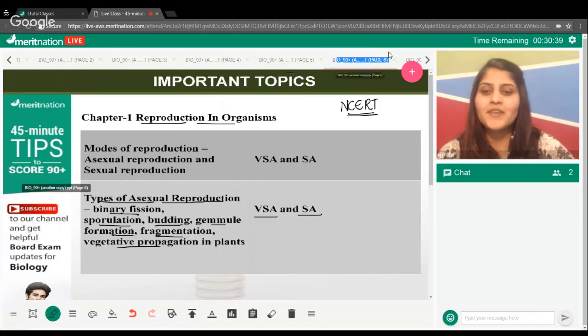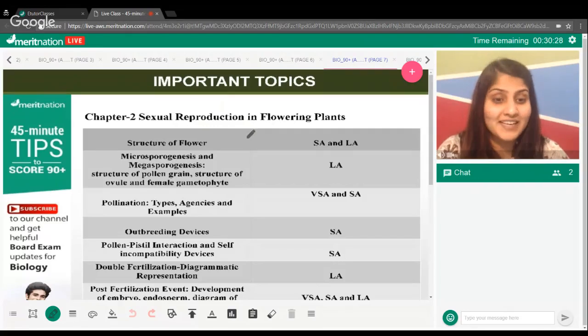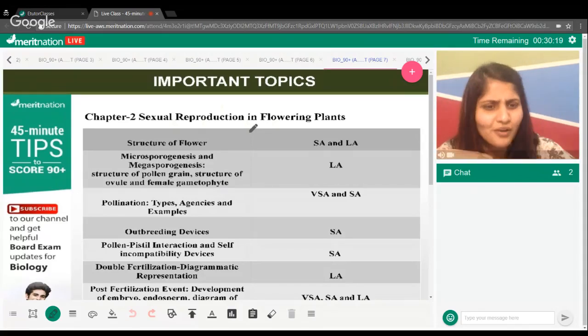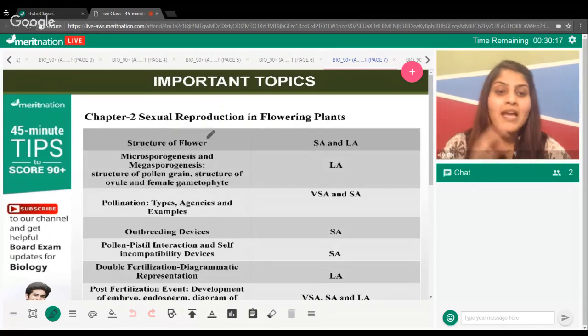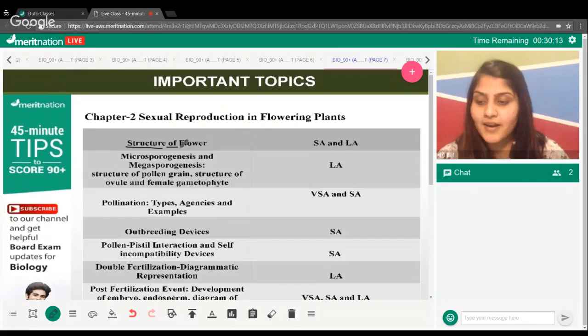Moving on to your second chapter, which is sexual reproduction in flowering plants. Now, honestly, this is a beautiful chapter, because it comes with a lot of diagrams. It comes with a lot of processes that you get simply involved in. Now, starting with the details of the chapter, the structure of a flower, you need to know the diagram, you need to know the details of the structure of a flower.